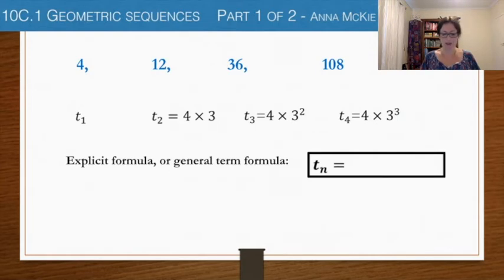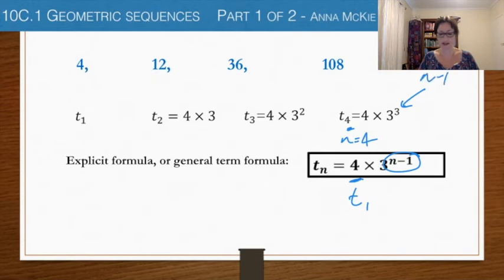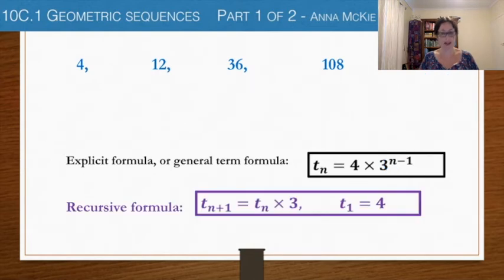So our explicit formula or general term formula that you can define any term in this sequence is 4, think about what you recognize that as, our first term, multiplied by 3 to the power of n take 1. As we had, if we were after term 4 here, and our n is equal to 4, then that 3 there is n take away 1, 4 subtract 1 to give us that 3. And that's how we calculate that formula.